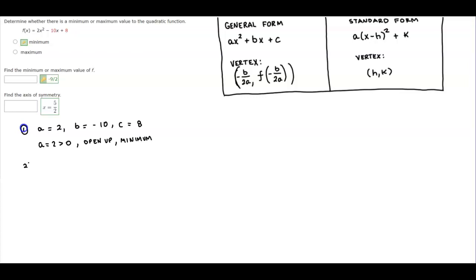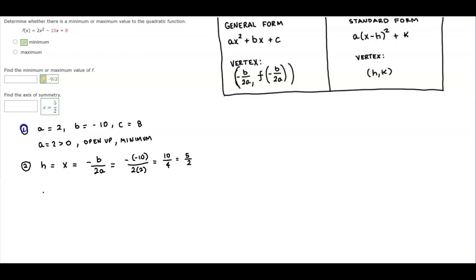Now the next step is we want to figure out what the vertex is, meaning h and k. So let's go ahead and do that. We're going to find h, which we know is x, which is equal to negative b over 2a. So that means we have negative times negative 10 divided by 2 times 2. So that gives us 10 over 4, which reduces to 5 over 2.